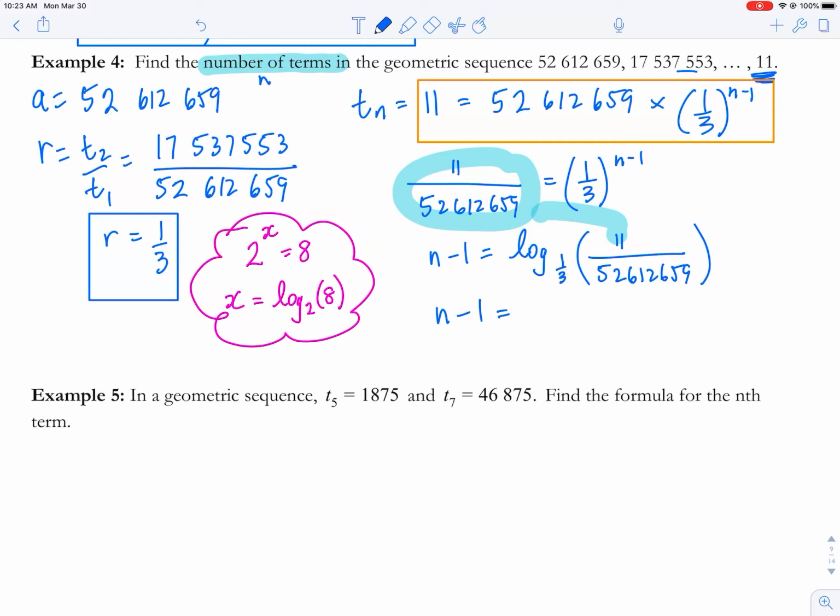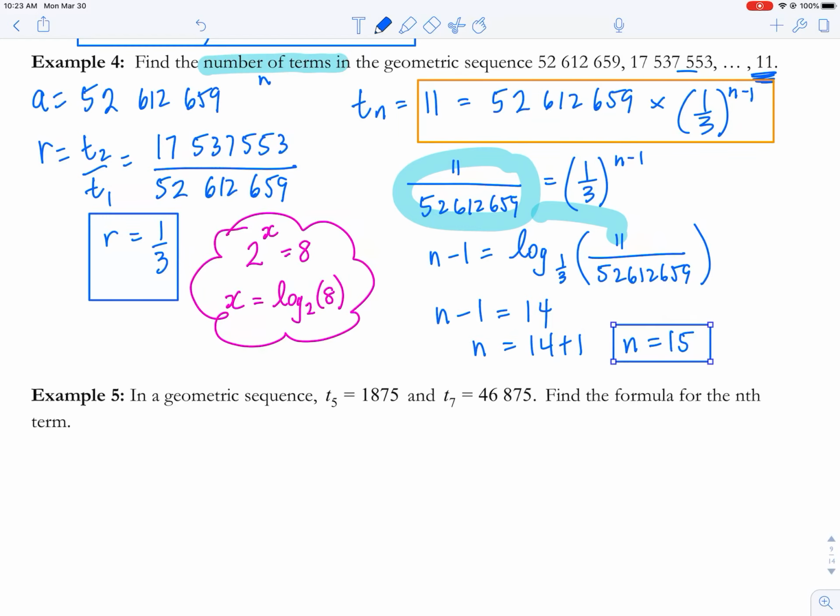Double or triple? Ln, log, triple. So you press the ln log button 3 times. You're going to get that whole thing equals 14. So take a second right now, pause, try it on your calculator, make sure you can get 14. We get 14 when we move the 1 to the other side. We get n equals 15.